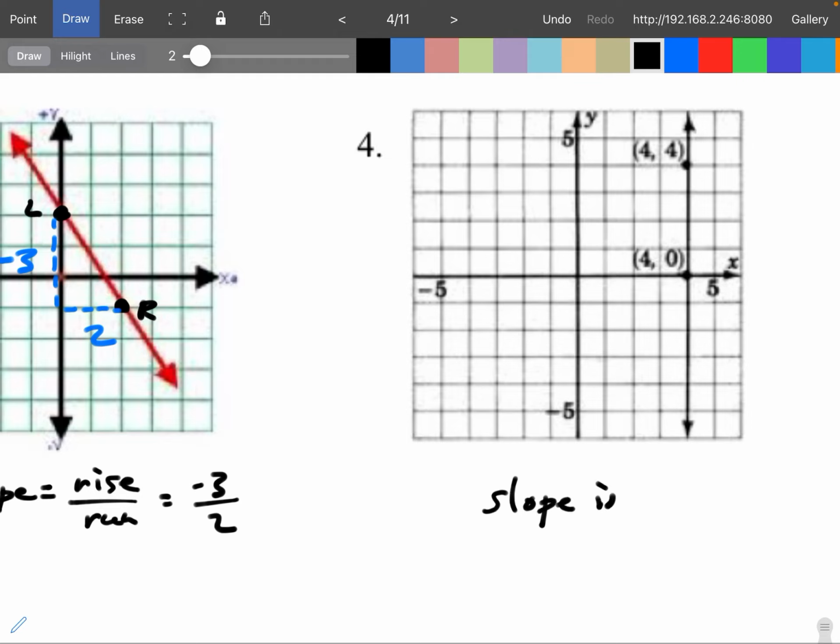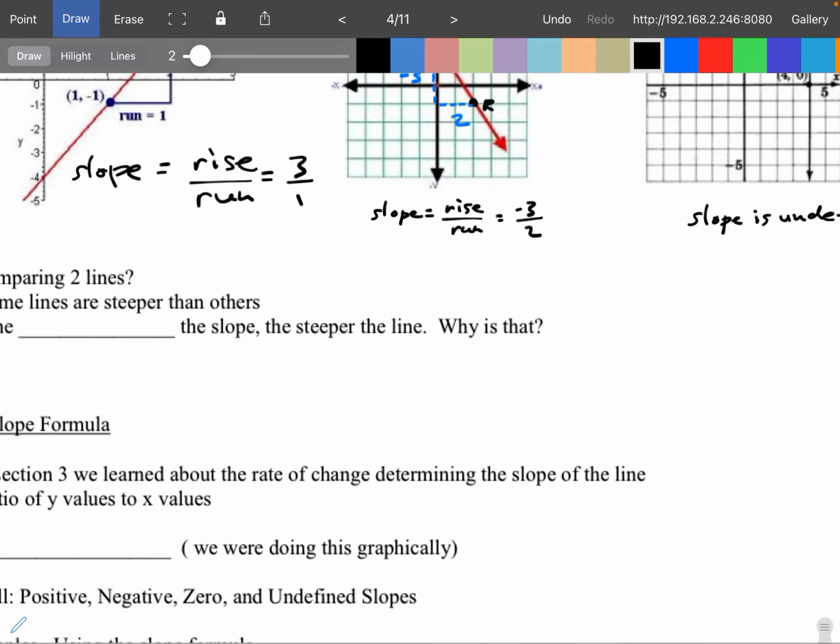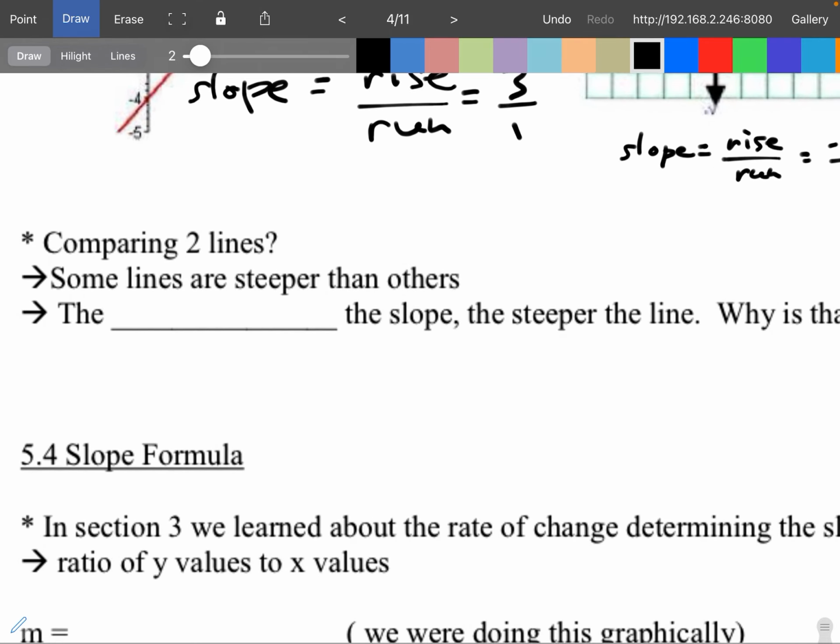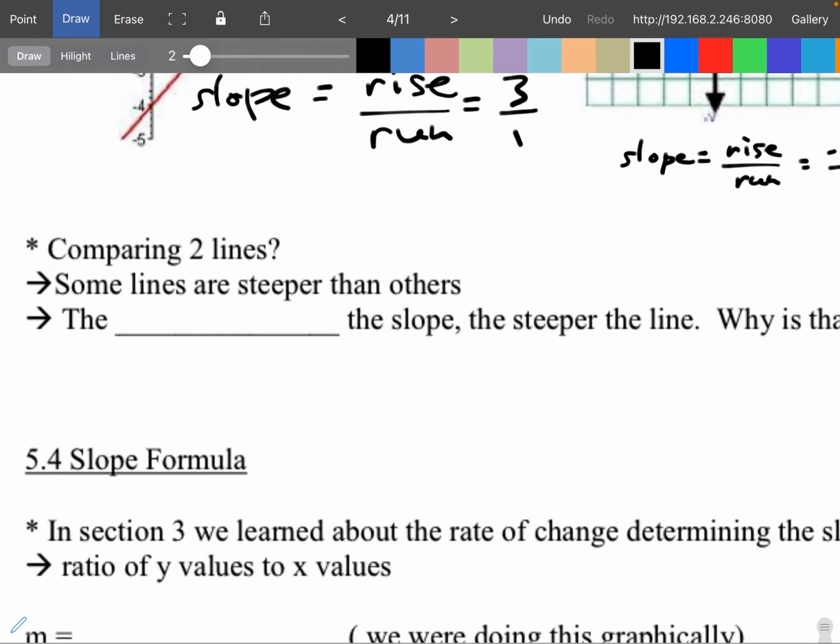And then the last one, you need to look at it. What's the slope of that one? Undefined. Yeah, if it's vertical, it's undefined, right? So that slope is going to be undefined.